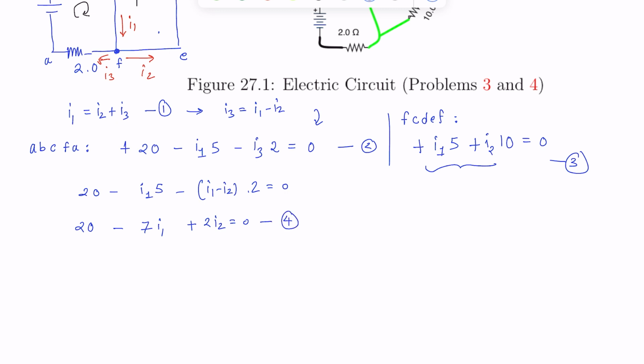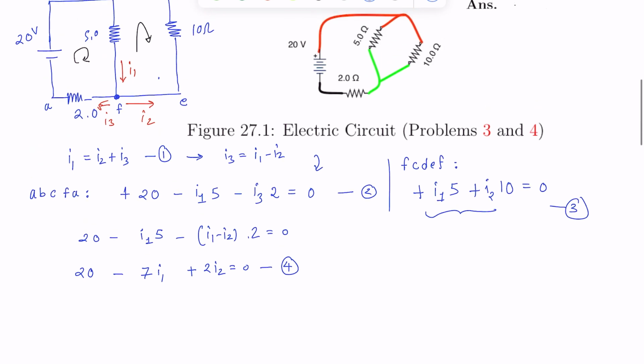Just want to make sure that everything's correct here. I1 equals I2 plus I3, that is correct. You go in loop ABCFA, the current is in the direction of travel, so you write that as plus 20. Then I1 is in the direction of the travel, so that's minus I1 times 5, and same with minus I3 times the resistance. So equation 2 is correct.